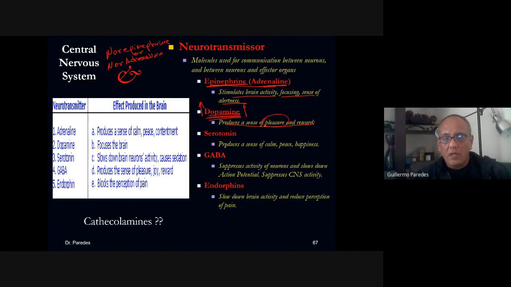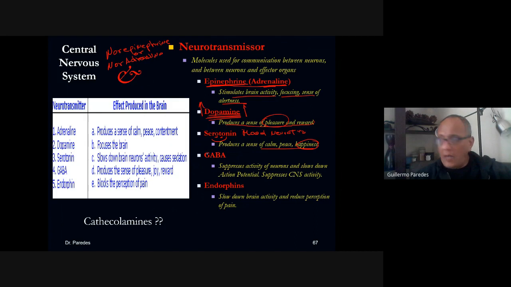Pleasure and reward. Serotonin. Serotonin is actually the mood neurotransmitter. And I explained to you about the SSRIs and all that for depression, right? If you have low serotonin, you are depressed. High serotonin, you don't need to have too much, because that is going to lead you to other problems. So I will tell you in a few moments. It produces a sense of calm, peace, and happiness. Mood neurotransmitter is the happy neurotransmitter. You okay with that?